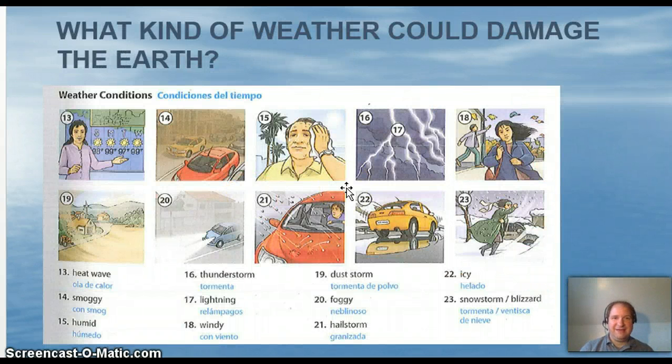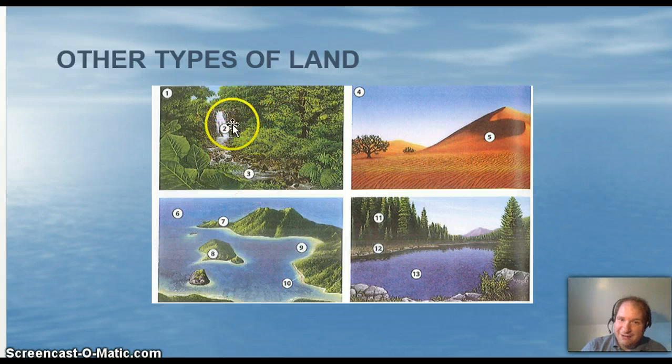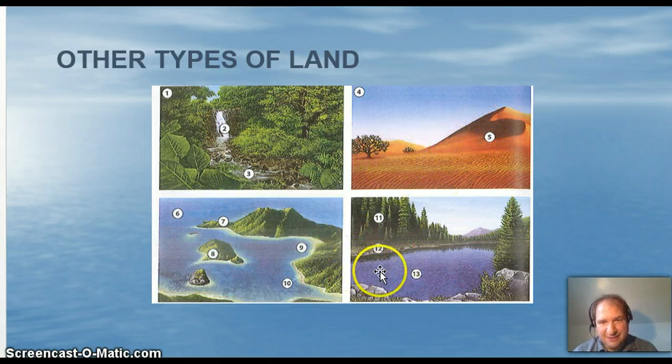So what kind of weather damages the Earth? Let's see, mainly the ice storms will. Hailstorms will damage our cars, heat waves, pretty much any kind. And what kind of terrain is affected? These are some words that'll come up. Pretty much all of these. These ones by wind and water in particular. Waterfalls dig deep roots into the land. Here a dune, you might see this on a beach even, blows up. Lakes change shape, even rivers do.